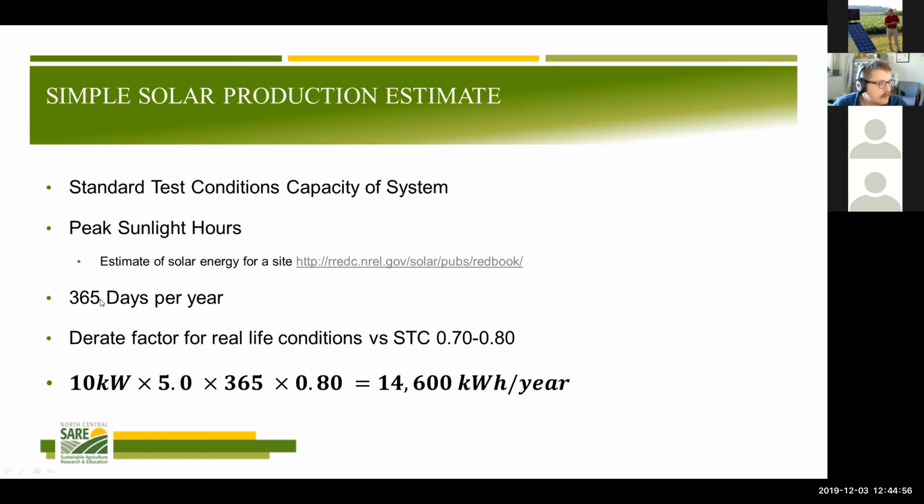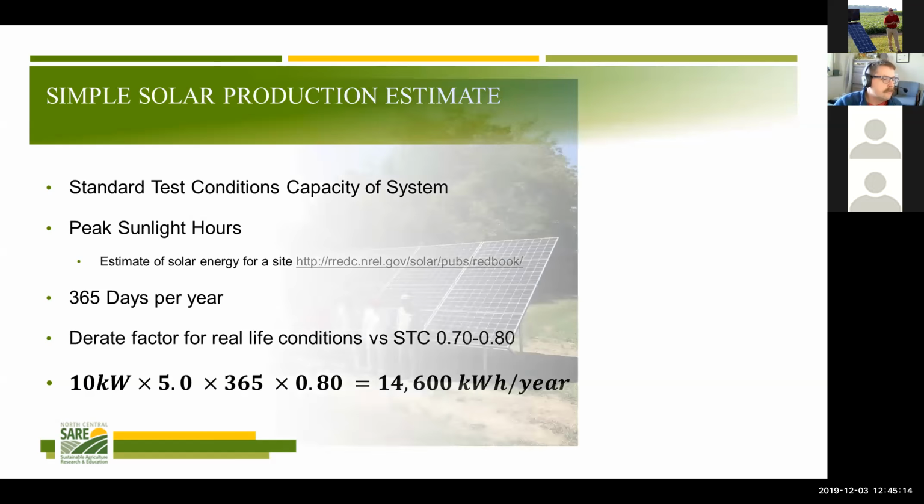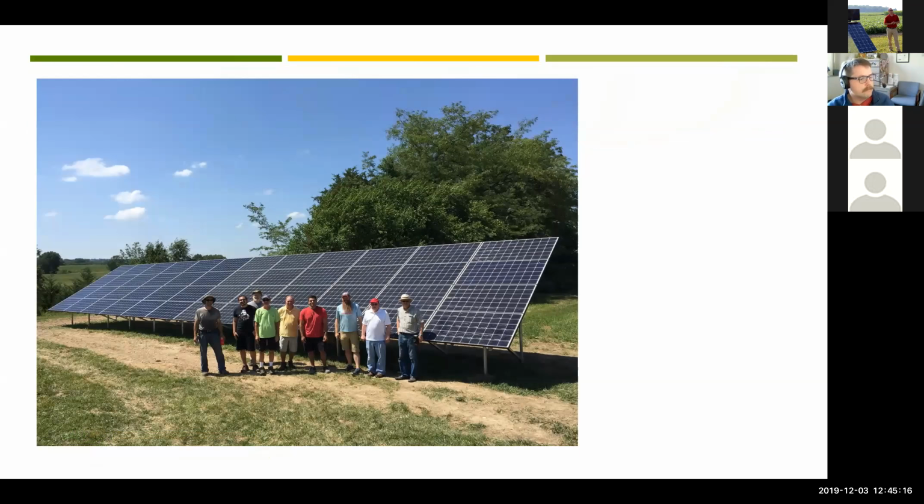We multiply that times 365 days a year, and then we derate it because remember, we're not in lab conditions. And so in this case, I'm going to derate it by 20%. So I simply took 10 kW times 5 times 365 times 0.8, and this system would generate 14,600 kilowatt hours a year. Let's do this for a real life system.